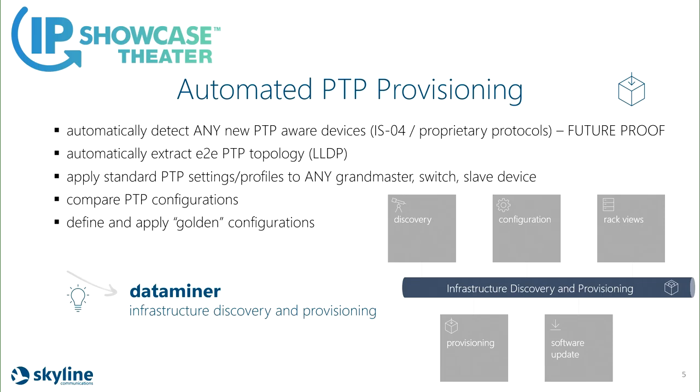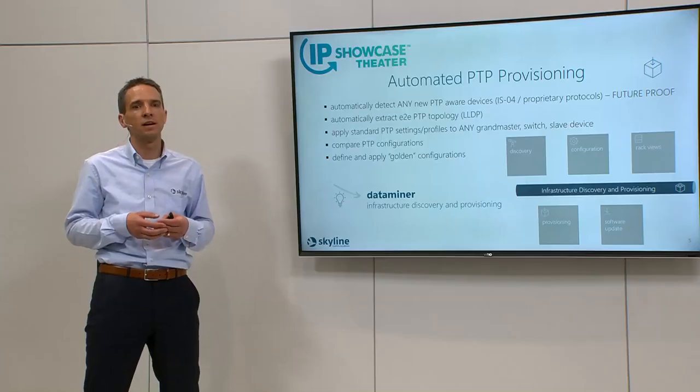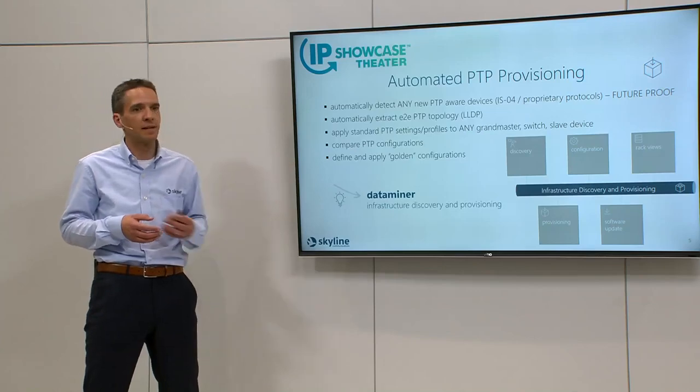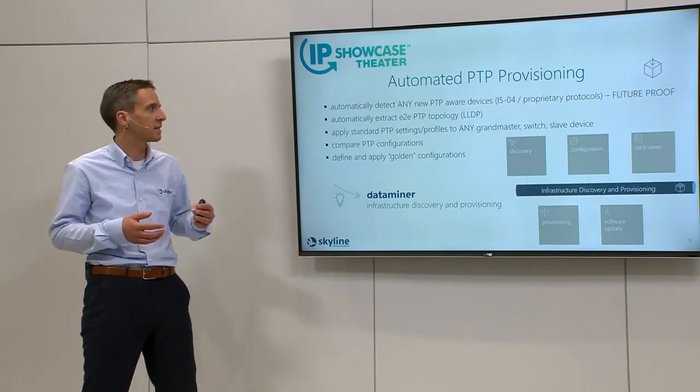You want to automatically detect new devices in the network, also the PTP aware devices. That can be done via multiple mechanisms. ISO 4 is one of them, but still we see a lot of products don't support it. So you need to have a tool set, a platform to also support proprietary protocols to be future-proof and to make sure you can detect devices automatically today. That's really the first step when we deploy those projects. Then automatically extract the PTP topology, not only to find new devices, you also have to know where they are in the network. There you can use protocols like LLDP, something we have implemented for a customer recently.